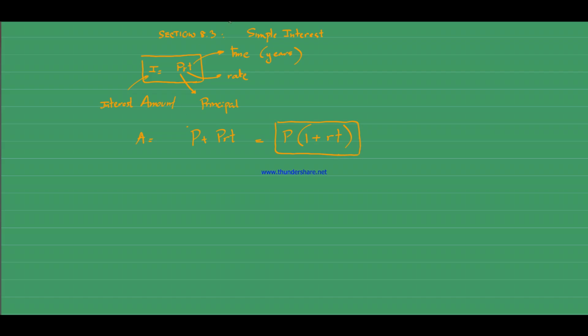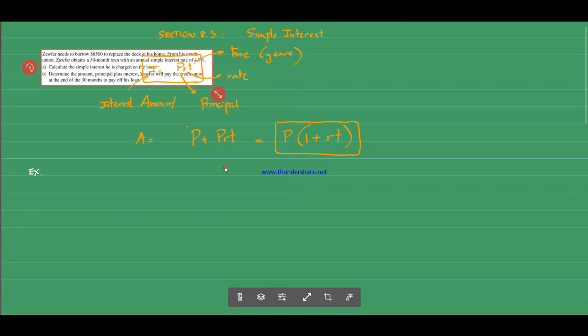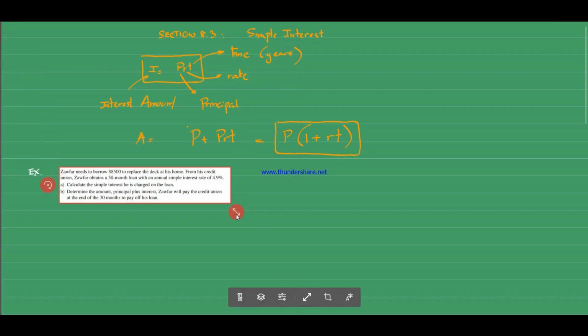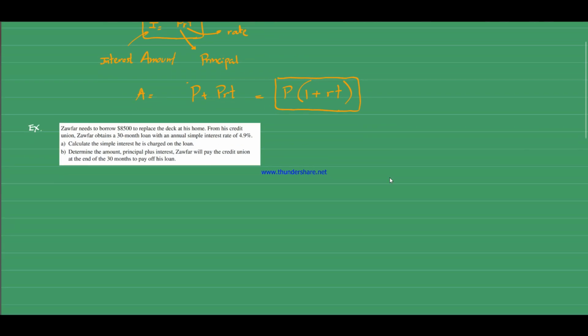Now let's jump to the example right away. I have a problem like this. Jaffa needs to borrow money from the institution to replace his debt at home from his credit union. He obtains a 30-month loan with an annual interest rate of 4.9%. Calculate the simple interest he is charged, meaning how much money he has to pay back, because the institution lends you the money, so you have to pay the interest.